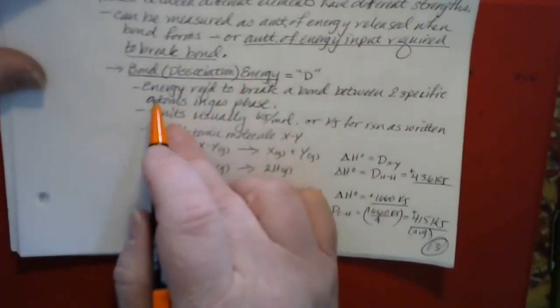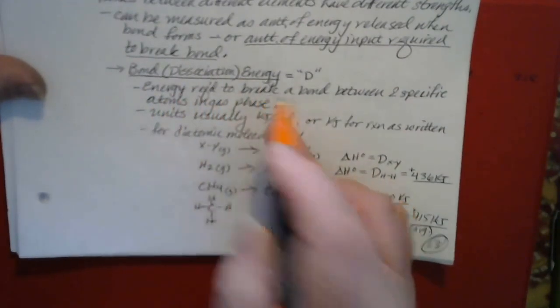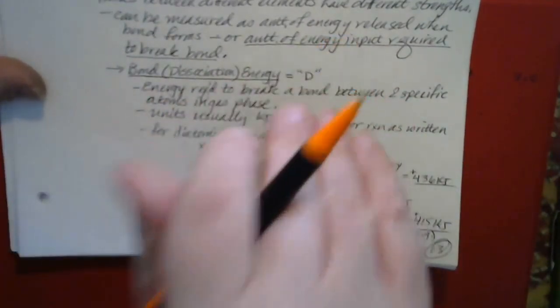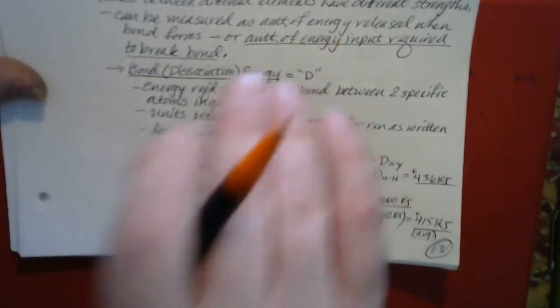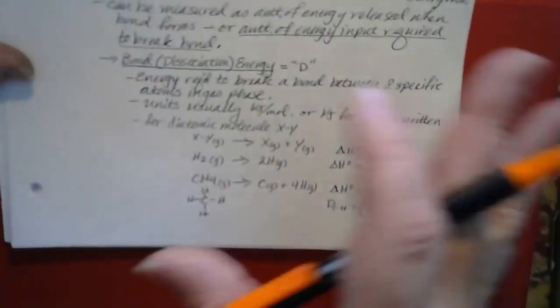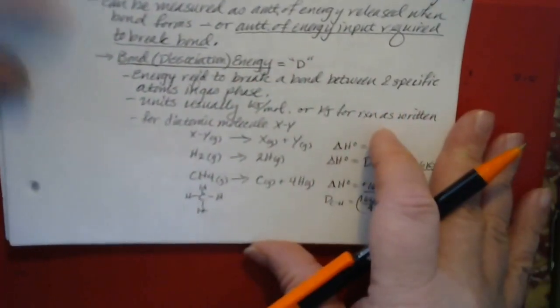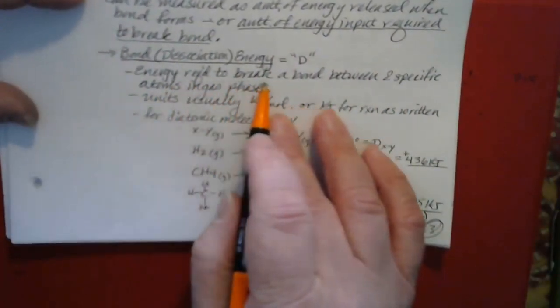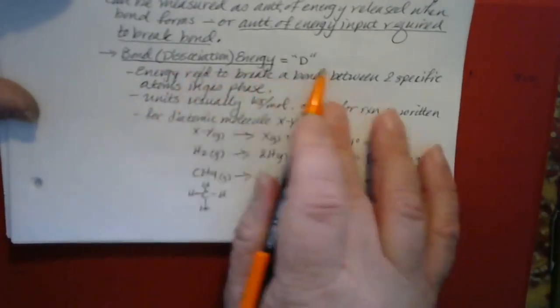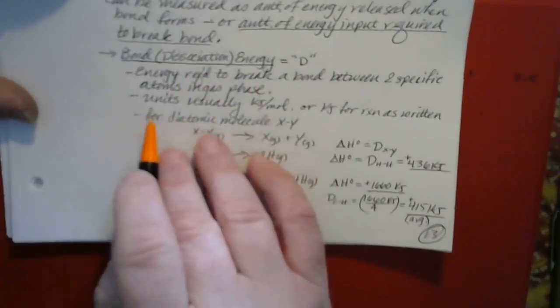And so the bond dissociation energy is the energy required, and it's always endothermic. You always have to put energy in to break a bond, no matter how weak it is. The bond forms for a reason, and so it's not going to want to be broken unless you put some force into it. So energy is required to break a bond between two specific atoms in the gas phase, and that is the bond dissociation energy.